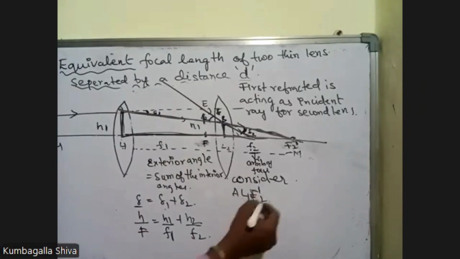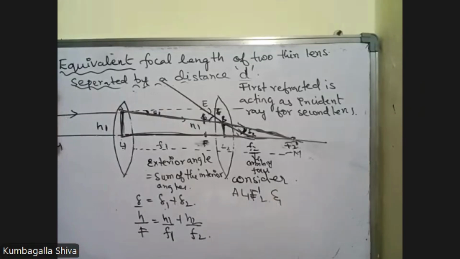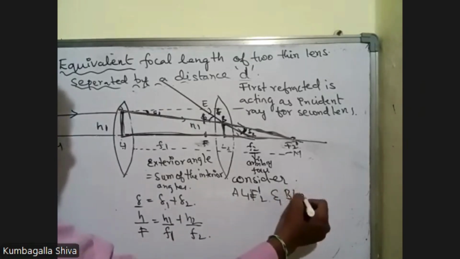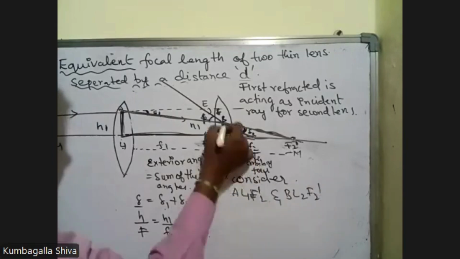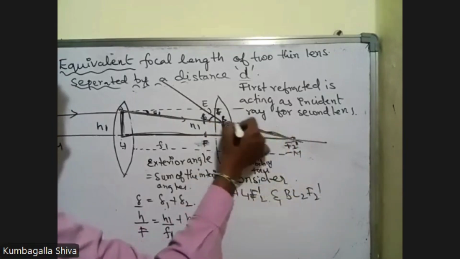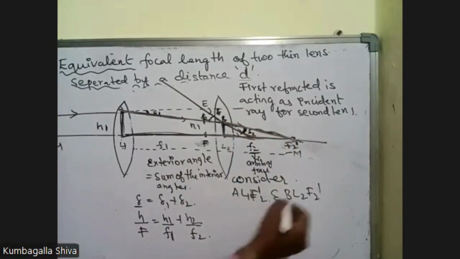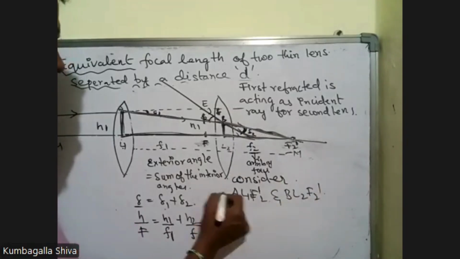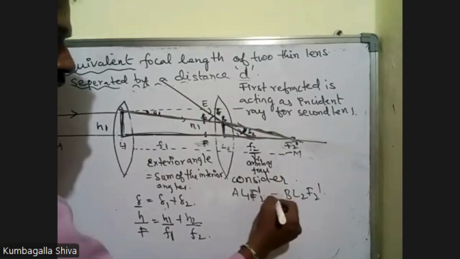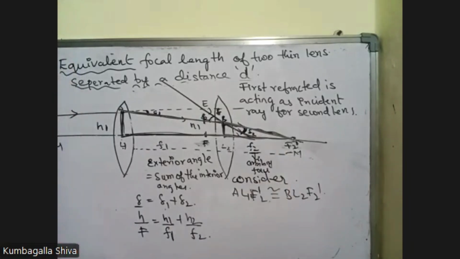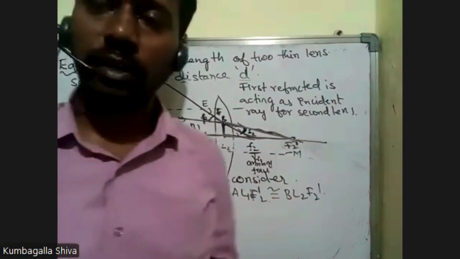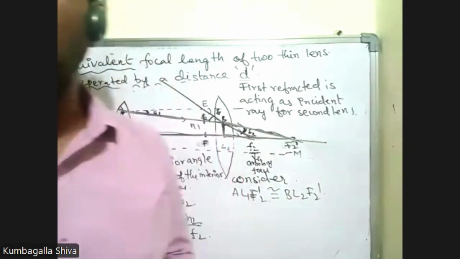Now, what is the other triangle I'm seeing? B L2 F2 dash. This is another triangle I'm seeing. So they are similar triangles. These are both similar triangles. So according to similar triangles, we can take the ratio of their sides.